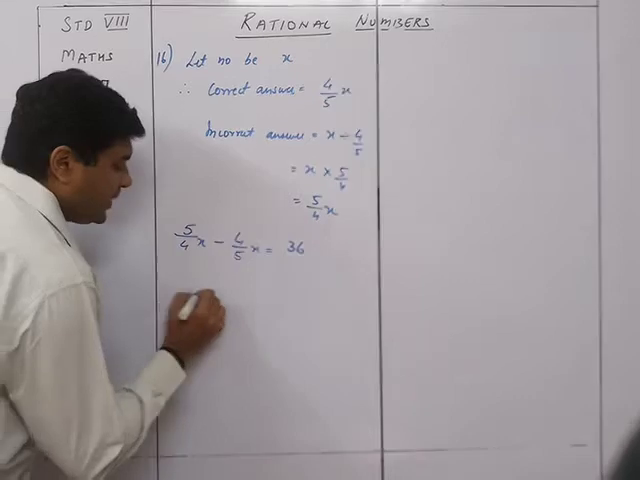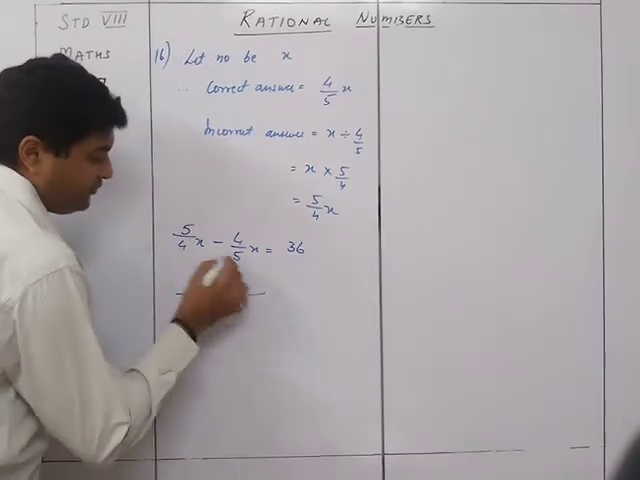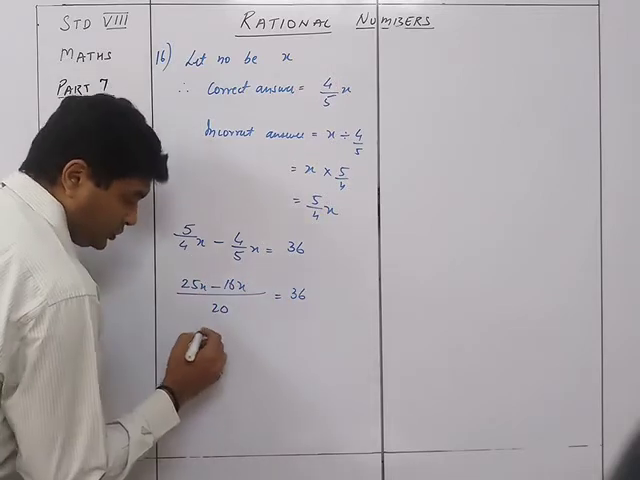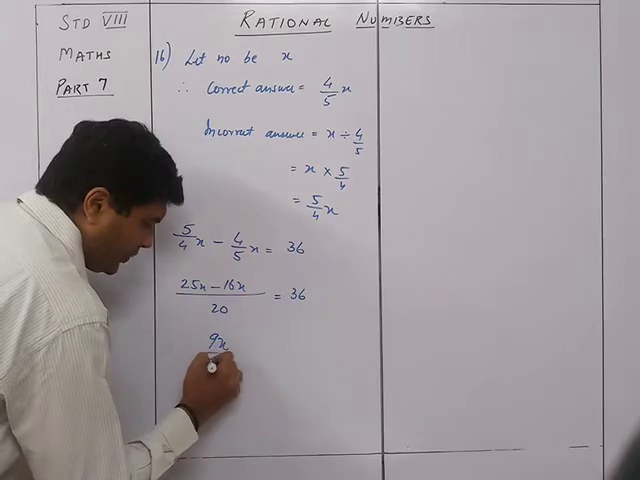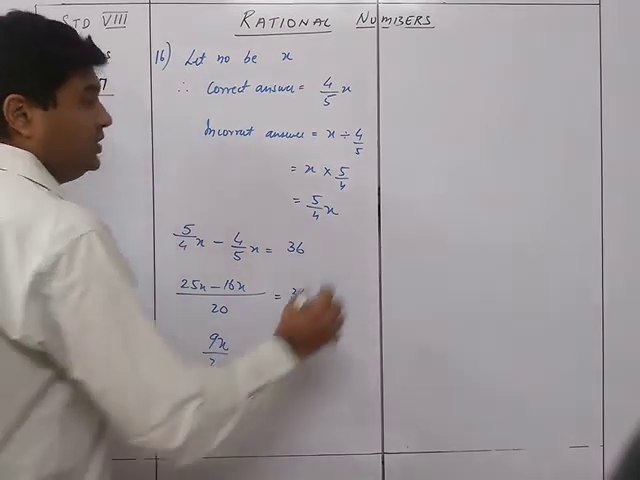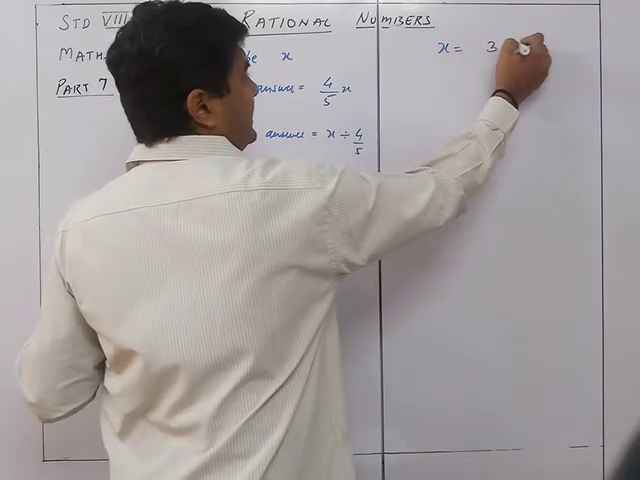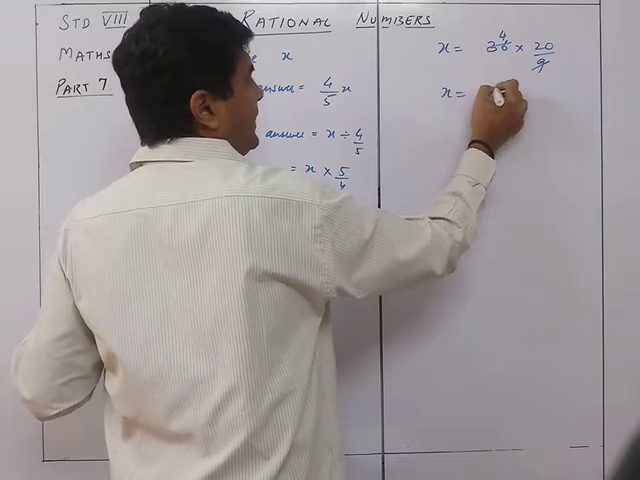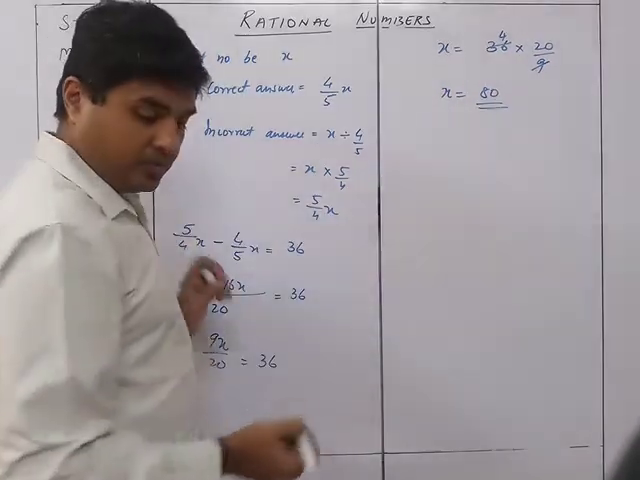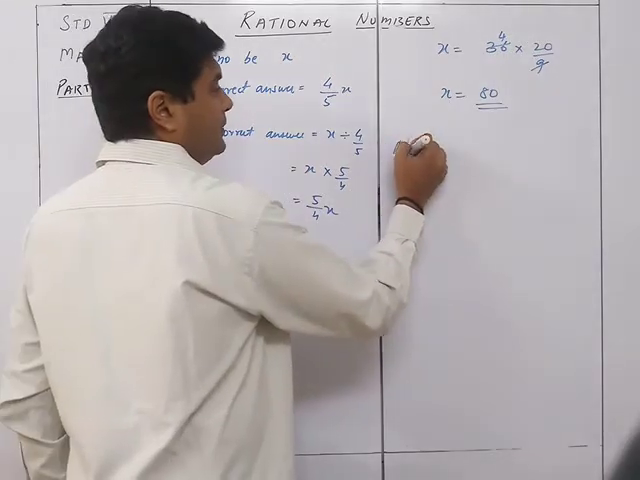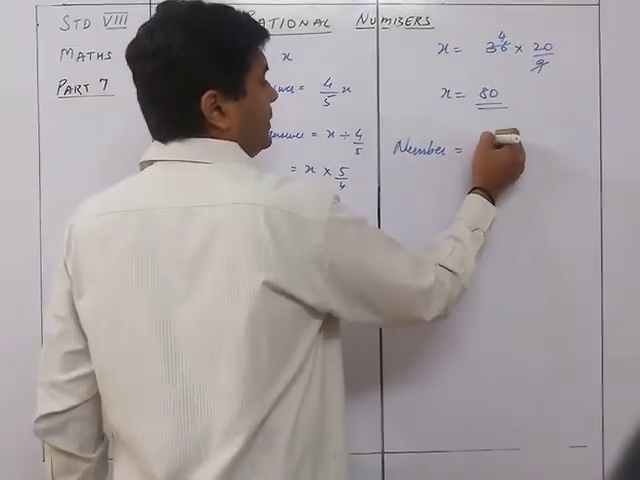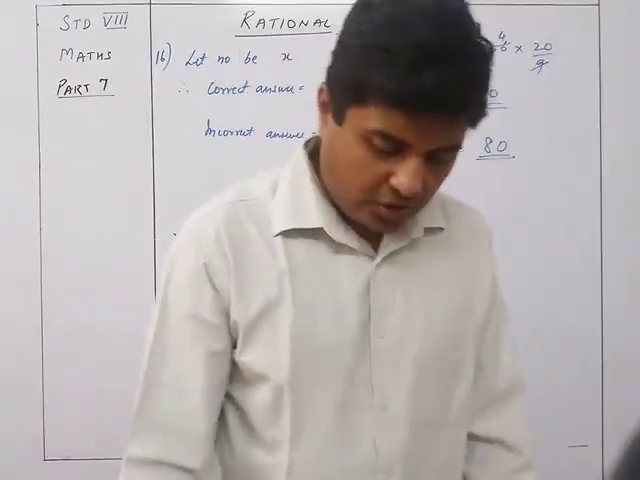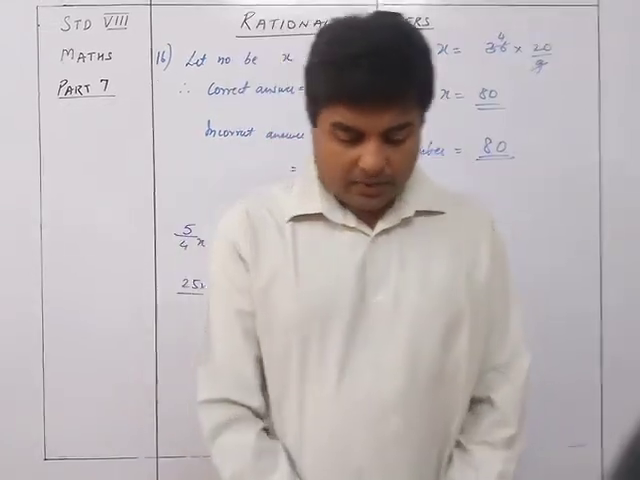So the LCM over here is 20. So it is 25x minus 16x is equals to 36. That gives me 9x upon 20 is equals to 36. So x is equals to 36 into 20 upon 9. 9 fours are 36, so x is equals to 80. Therefore, we needed to find the number, and the number is equals to 80. Got it? So this was your sum number 16, right?